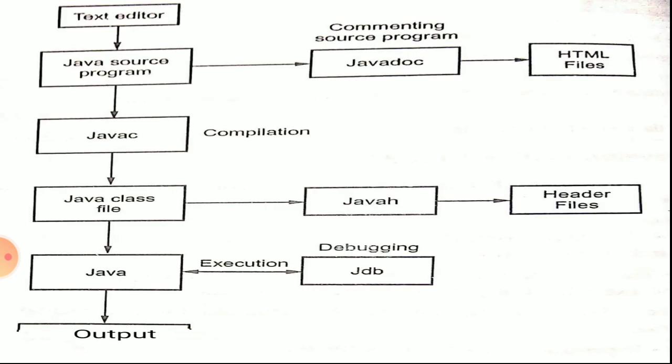So the next slide explains the execution process of an application program. Whatever we have discussed till now is shown in a block diagram. First a text editor, and in the text editor we type the Java source program, then javac, and a Java class file will be generated. After that we use the java command, and once we execute it, we get the final output. In between we can use javadoc, which is for documentation purposes, and javah, which is to create header files.